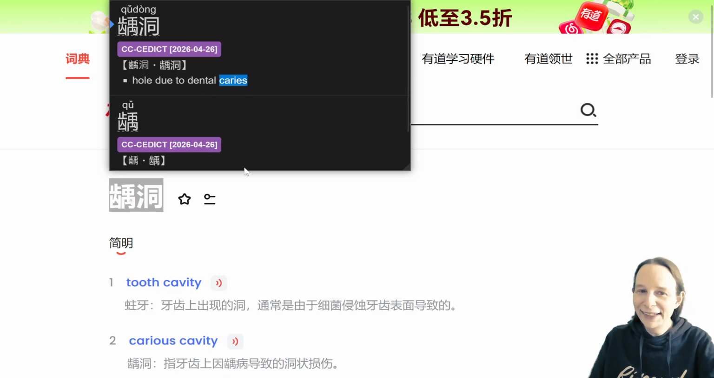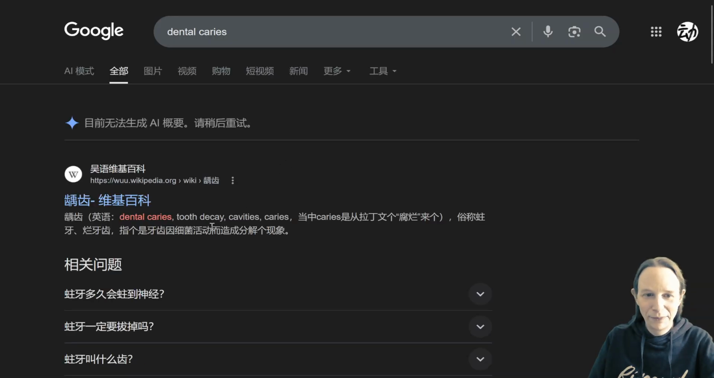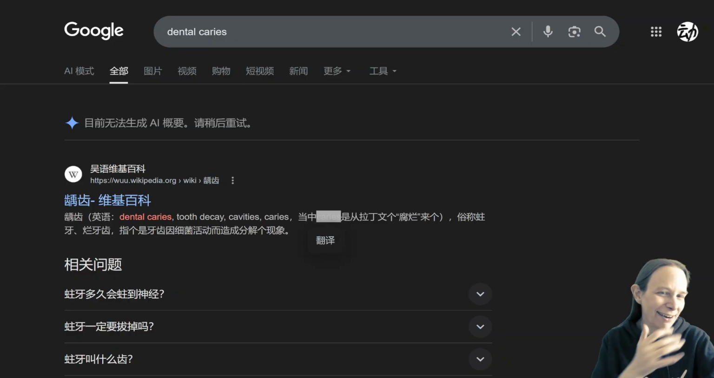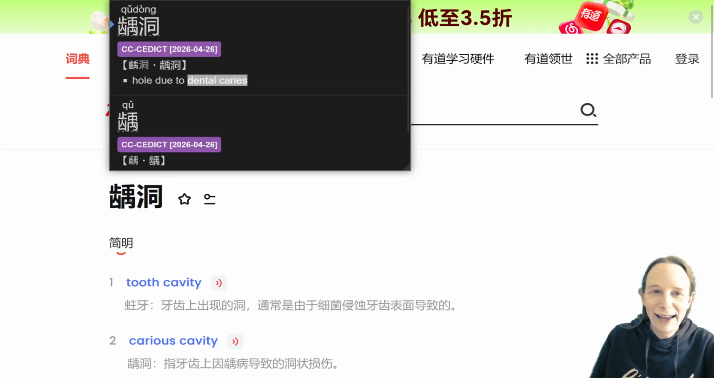What is a caries? Dental caries. What does that mean? Tooth decay. What is caries? 当中 caries 是从拉丁文个 okay 腐烂, rot. So apparently, I'm learning Latin through Chinese. All right, let's move on.